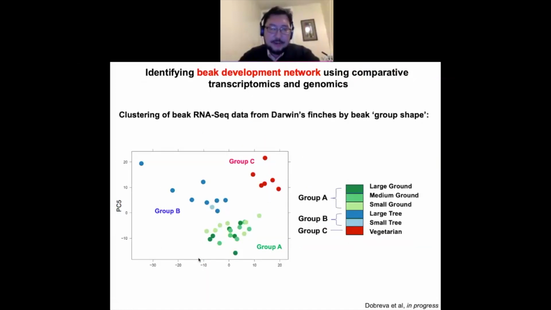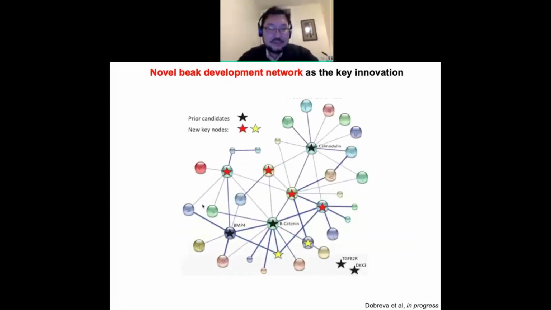What we've been doing more recently is using RNA-seq, focusing on the developing bills, trying to look for additional new genes, new transcripts, which are specific to different beak shapes. These groups are referring to groups of shapes which can be collapsed into each other by scaling alone. So these are the scaling groups, multiple species, and we indeed find interesting transcripts which are specific to particular beak shapes.